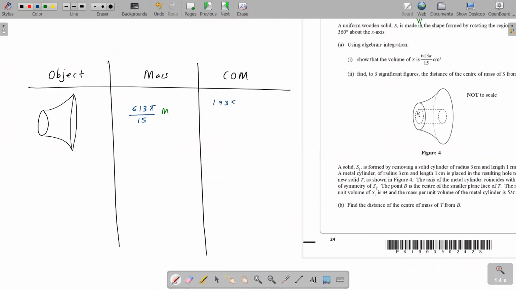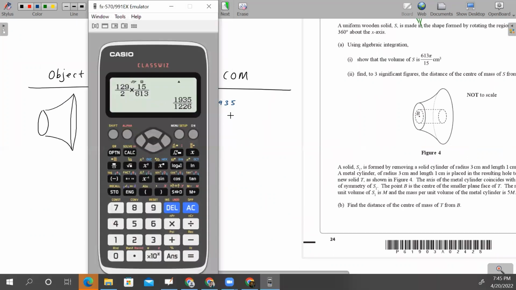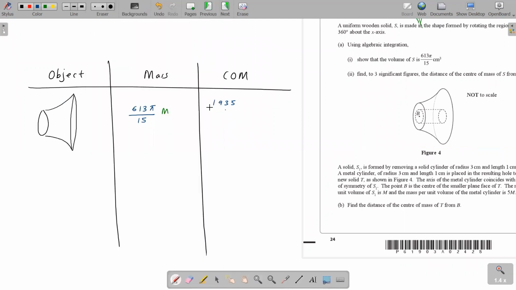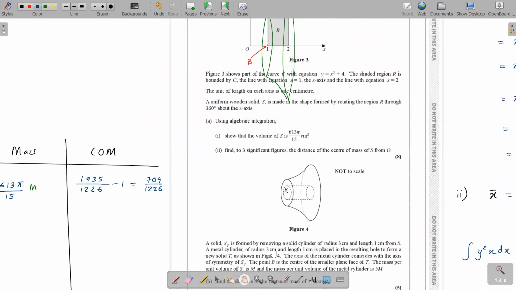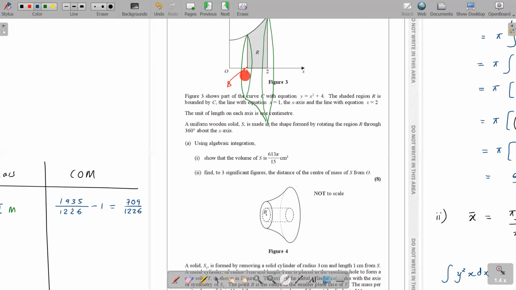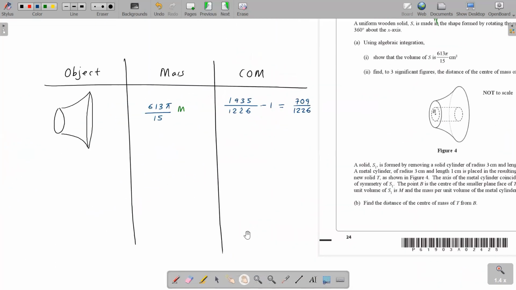1935 over, how much was it? 1935 over 1226. Subtract 1. How much is it? Okay, that's correct, right? 709 over 1226. So this gives you the distance of the center of mass of this solid S not from the origin, but from this point B. Because we are going to measure the center of mass now from point B. Are you with me? Okay, then the next one.